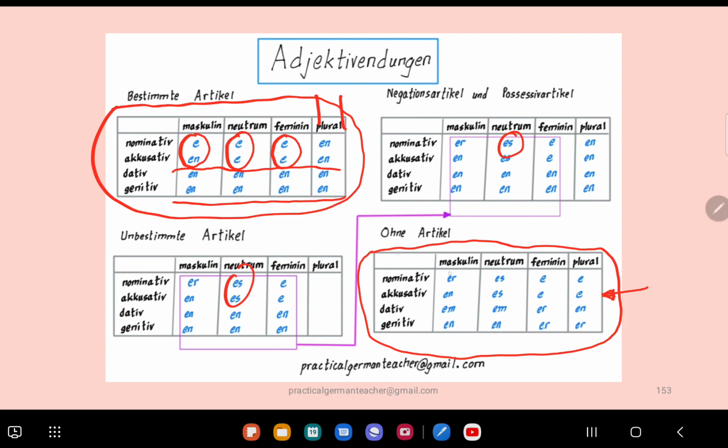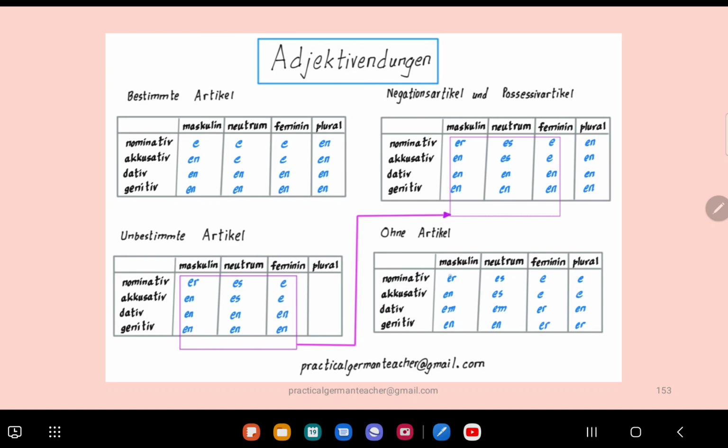What is the masculine nominative bestimmte article? Der. So you remove d and you get er. What is the masculine accusative bestimmte article? Den. You remove d and you get n. What is the masculine dative bestimmte article? Dem. You remove d and you get m. What is the masculine genitive bestimmte article? It's actually s, but you don't. So these three you can figure out: r, n, m.